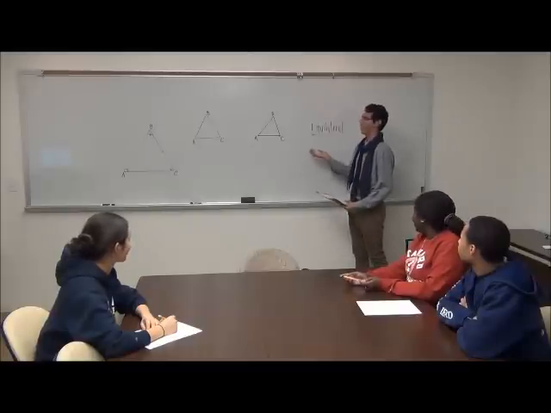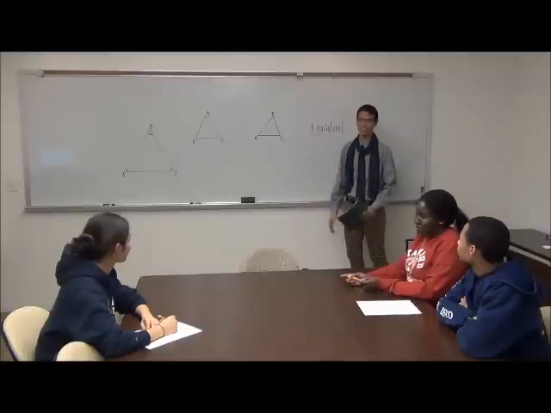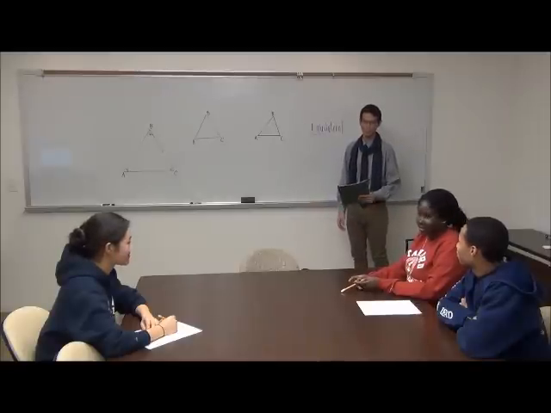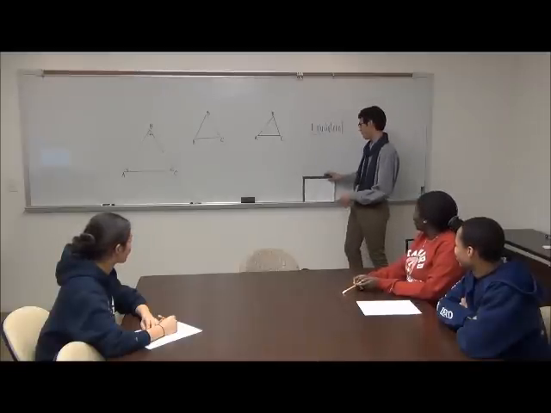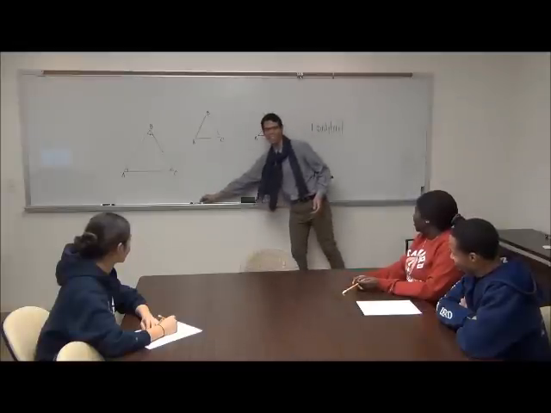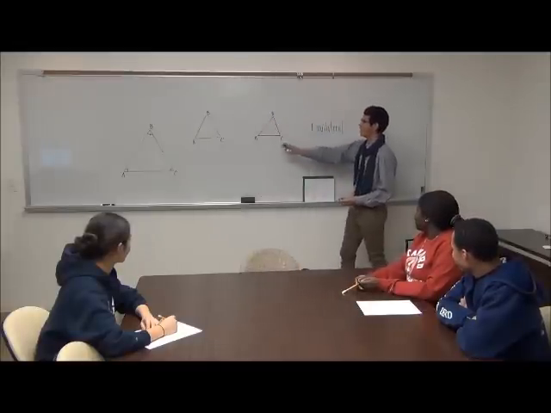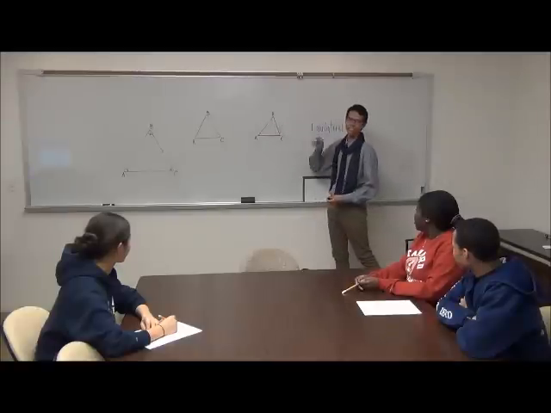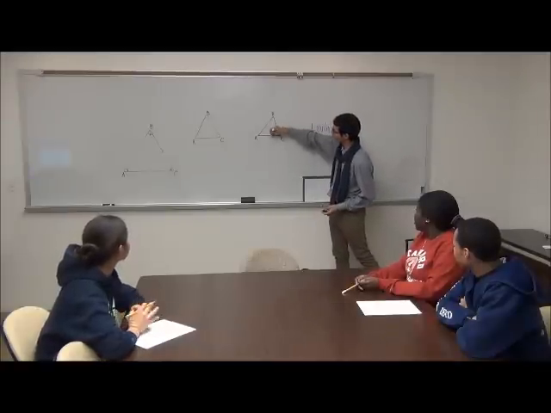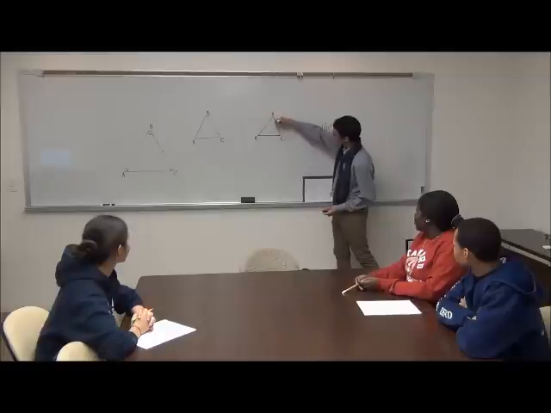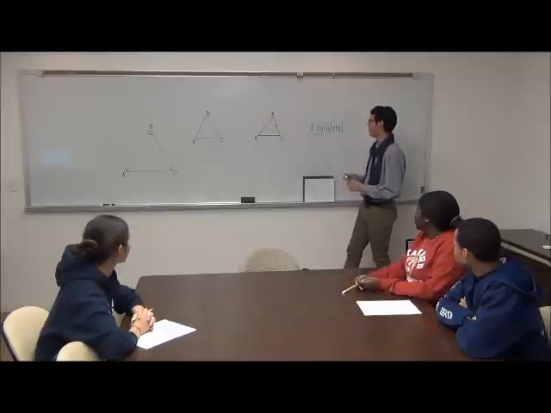And does anyone have any other guesses? I'm guessing that all 3 sides are probably equal. That's very insightful, Kyle. So, in an equilateral triangle, that's exactly right. All 3 sides are exactly equal in length. So you can mark that with these marks that show that the sides are all equal.